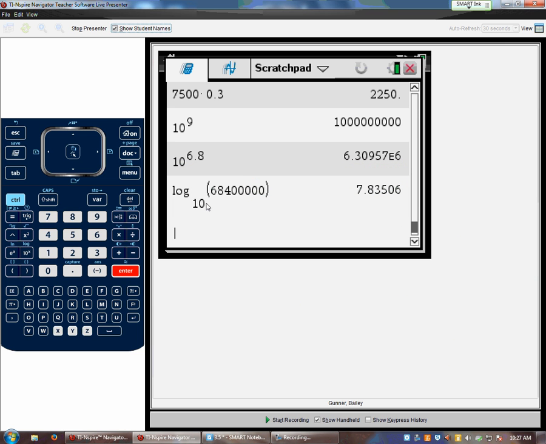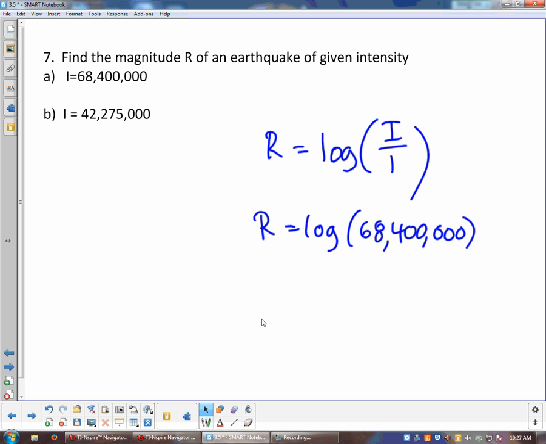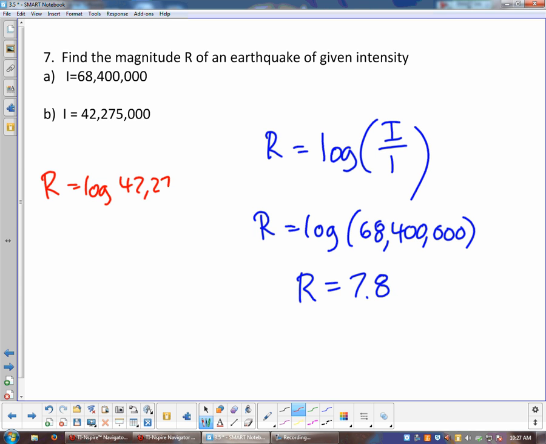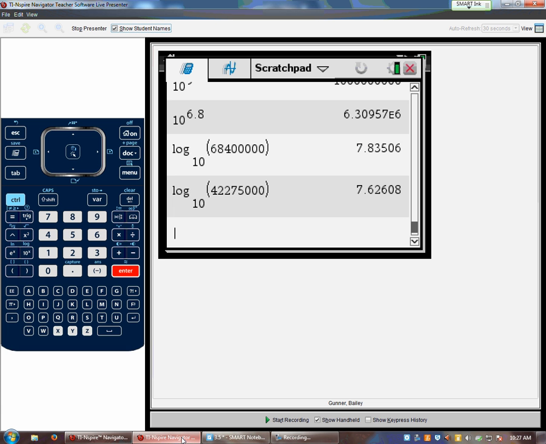All right, so we get log to the base 10 of 68,400,000 is about 7.8. So our Richter scale rating for this one would be about 7.8. All right, and what if it's 42,275? And what does that one turn out to be? About 7.63 on the Richter scale.